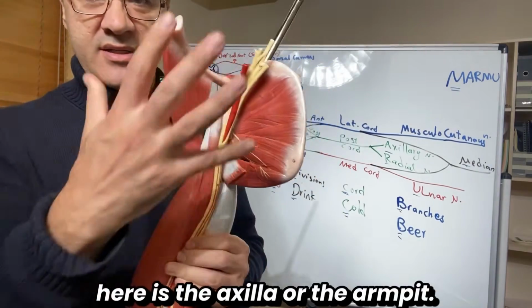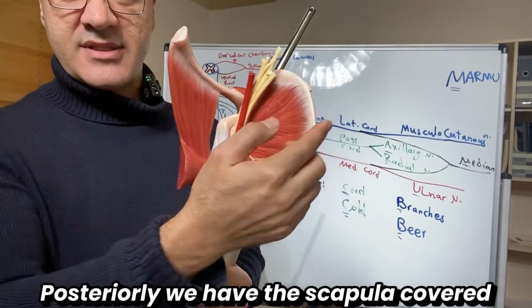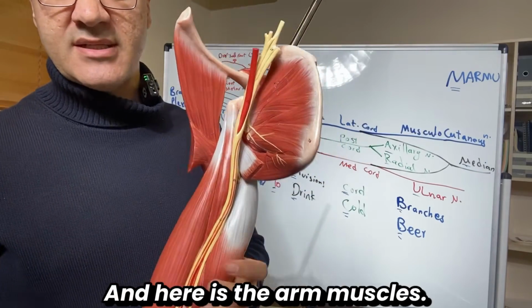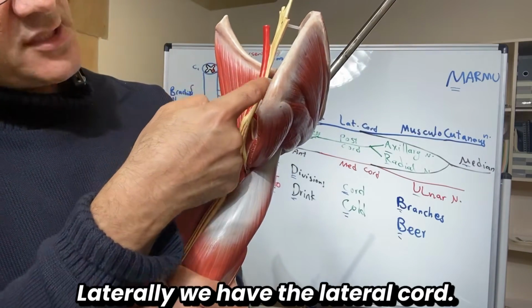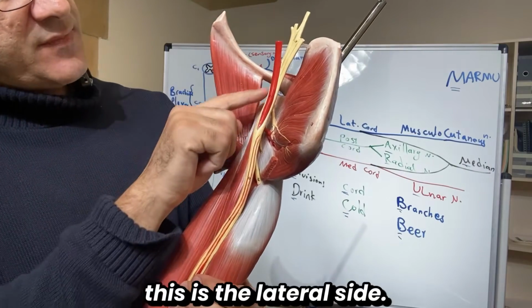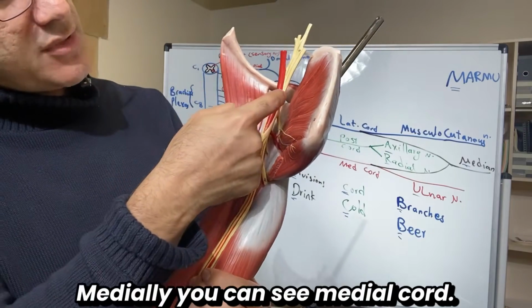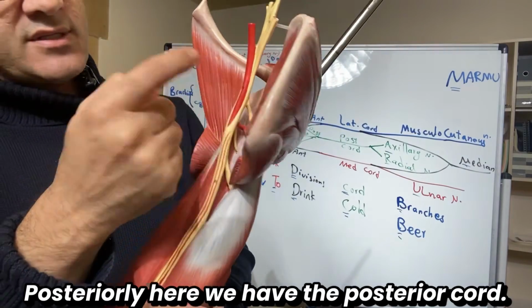So again, here is the axilla or the armpit. You can see the clavicle. Posteriorly we have the scapula covered with the muscles, and here are the arm muscles. Here is the axillary artery. As I showed you, laterally we have the lateral cord, and sorry, this is the lateral side, so this is the anterior. So laterally we have the lateral cord. Medially you can see the medial cord. Posteriorly here we have the posterior cord.